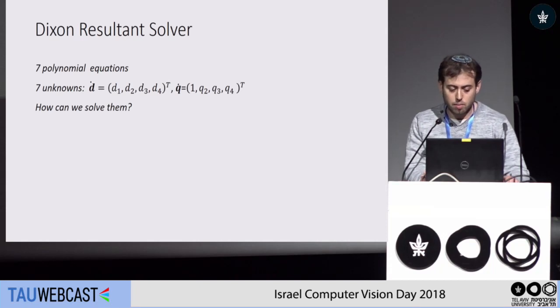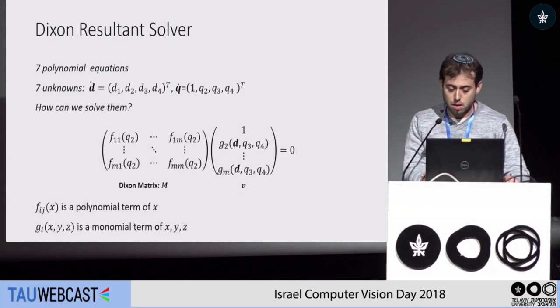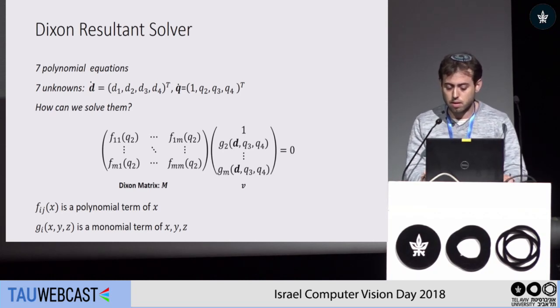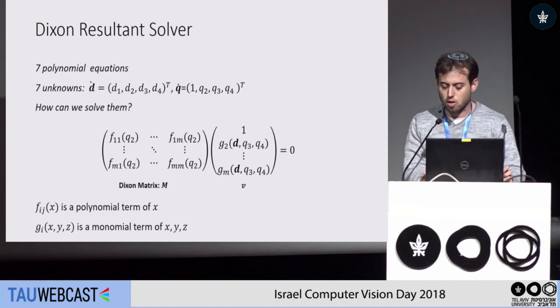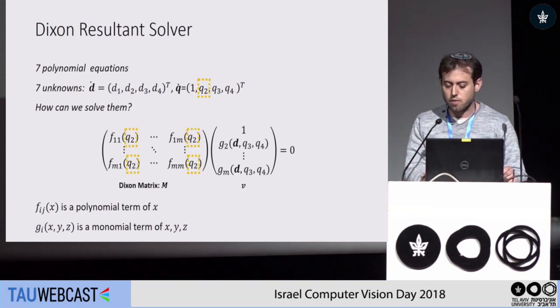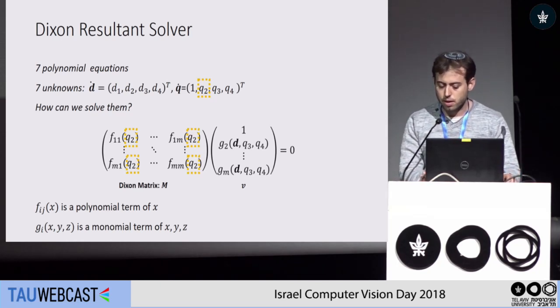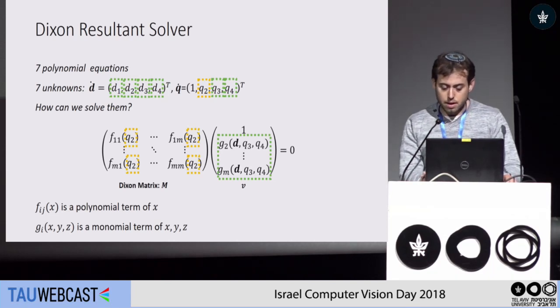So we have 7 polynomial equations in 7 unknowns. We use the Dixon resultant method, which extracts, using the original equations, a set of equations such that it can be expressed as a multiplication of a matrix M times a vector V. It does it in a way such that one of the unknowns, in our case Q2, is isolated inside the Dixon matrix, and the rest of the unknowns are in the vector V. The idea is that we can first solve for the isolated unknown, which is called the hidden variable, and then we can solve for the rest of the unknowns.